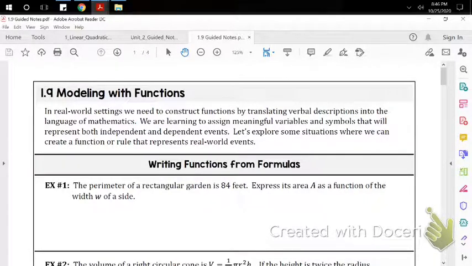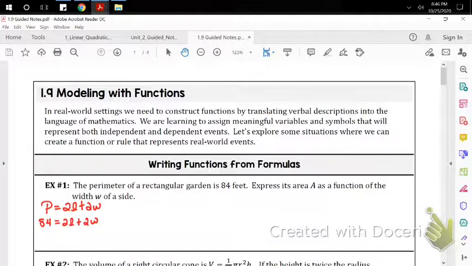And so we can see here we have example 1. It says writing functions from formulas. It tells us the perimeter of a rectangular garden is 84 feet. Express its area A as a function of the width W of a side. Alright, so they told us about the perimeter. Well, what do we know about the perimeter of a rectangle? Well, remember, the perimeter is all the sides added together, so it's 2L plus 2W. And they told us that the perimeter was 84. So we know that really this means that 84 is equal to 2 times L plus 2 times W.